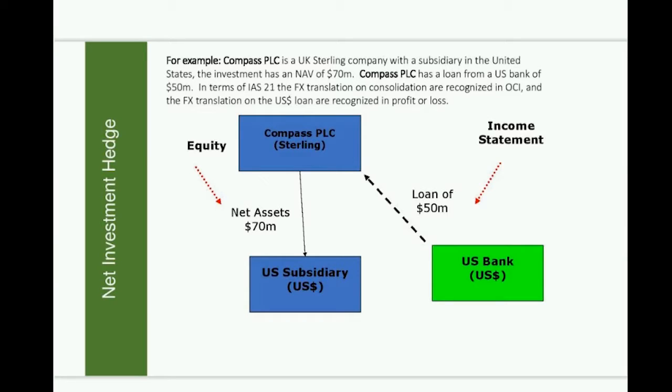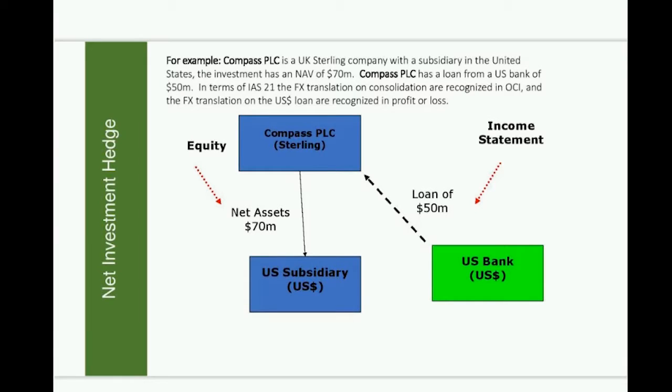Let's add to that scenario the fact that Compass PLC has borrowed $50 million from a US bank, which may have nothing to do with its US subsidiary, or something to do with it. It really doesn't make any difference, but it has exposed itself to a $50 million liability. Now again, if we just take that liability and how it ought to be accounted for, at the end of each period, because it is a foreign currency denominated monetary item in terms of IAS 21, you would need to convert that loan into pound sterling, and any translation gains or losses would be recognized in profit or loss.